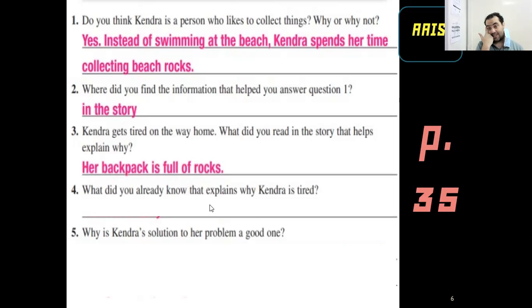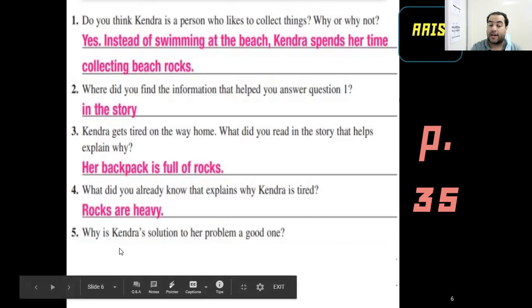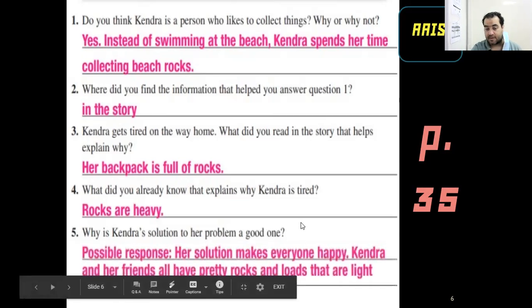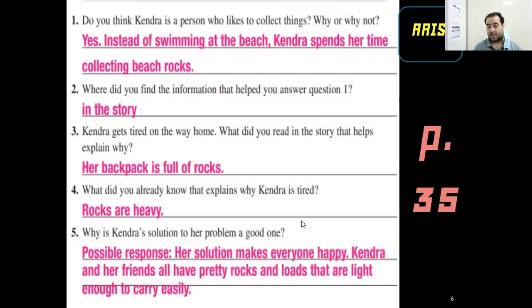We built our understanding in this sentence. I forgot to tell you that we're on page 35 in the RWN course book. Now, what did you already know that explains why Kendra is tired? I already know that rocks are heavy and she collected too much because she stuffed them in the backpack. Now, why is Kendra's solution to her problem a good one? Because the backpack is now lighter. Everyone is happy around her. And she can walk now and she doesn't need to rest or stop.